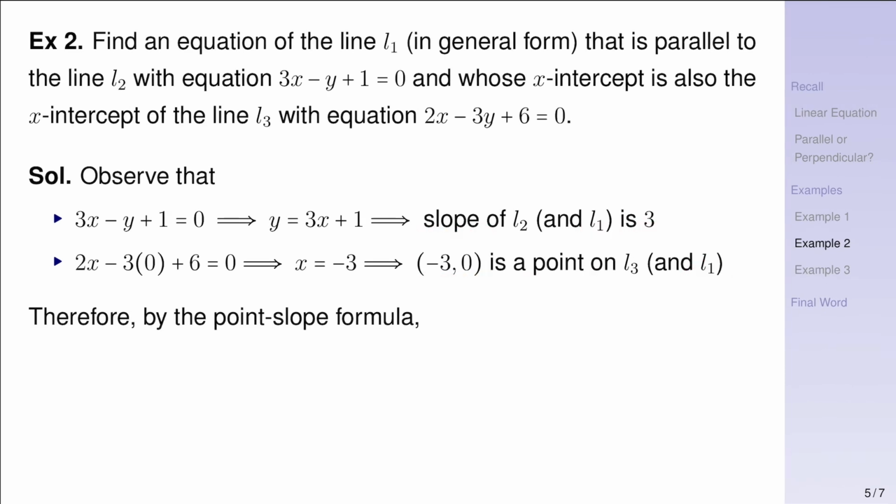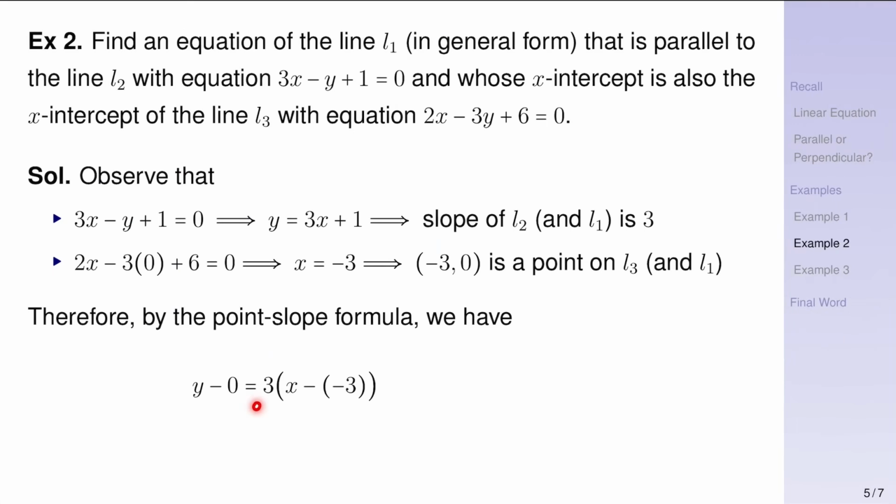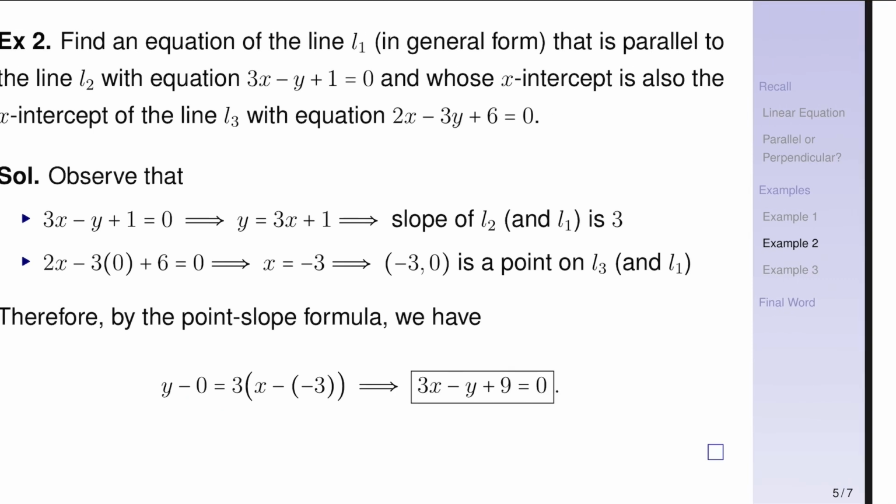So by the point slope formula, we have the equation y minus 0 equal to 3 times the quantity x minus negative 3. So 3 here is the slope. The coordinates of the point, negative 3 and 0, are here. Simplifying and writing it in general form, we will obtain 3x minus y plus 9 equal to 0. And that answers the given problem. Let's move on to the last one.